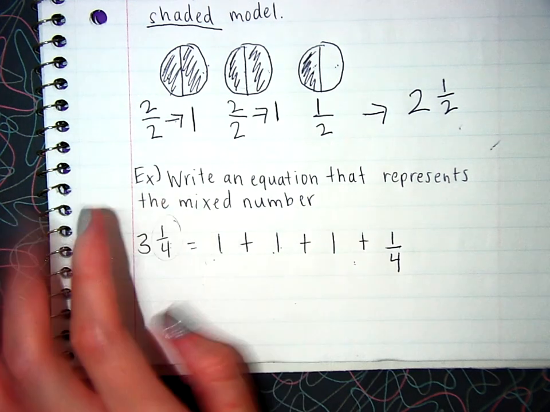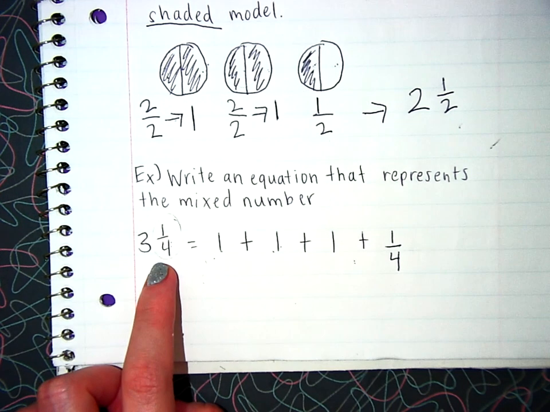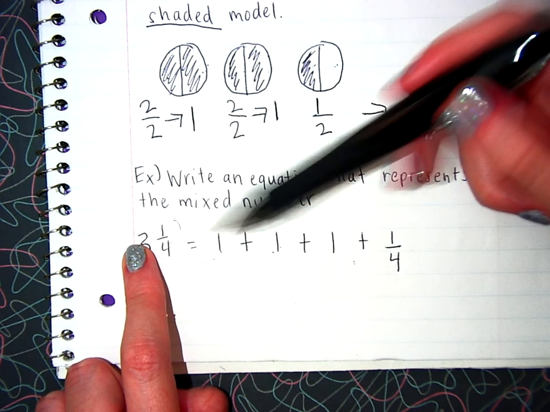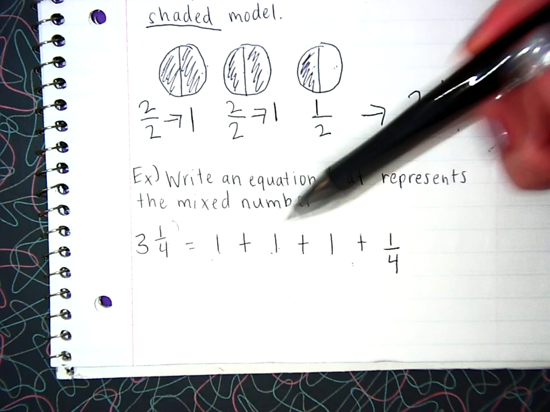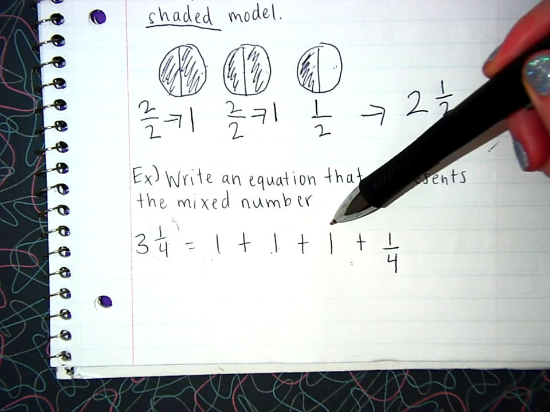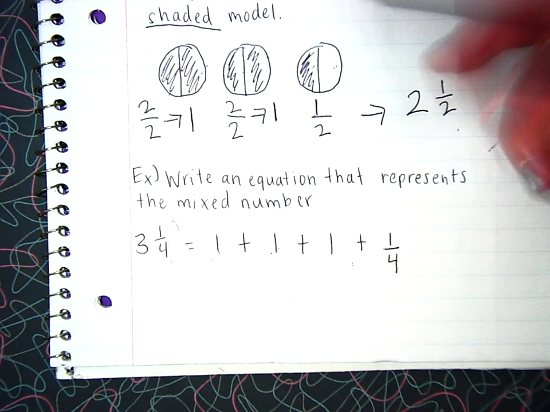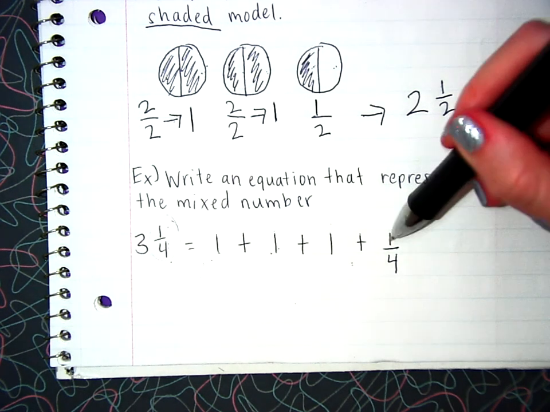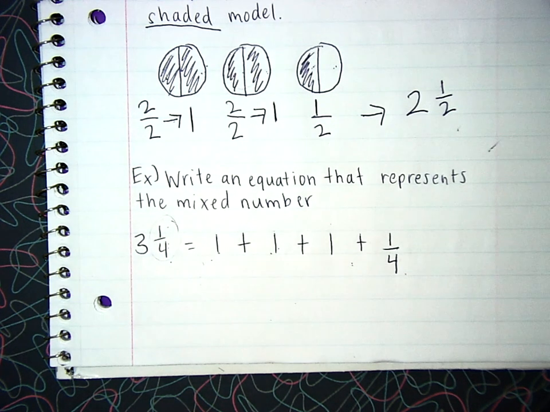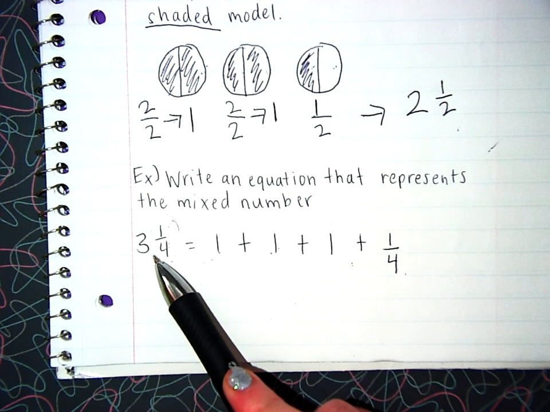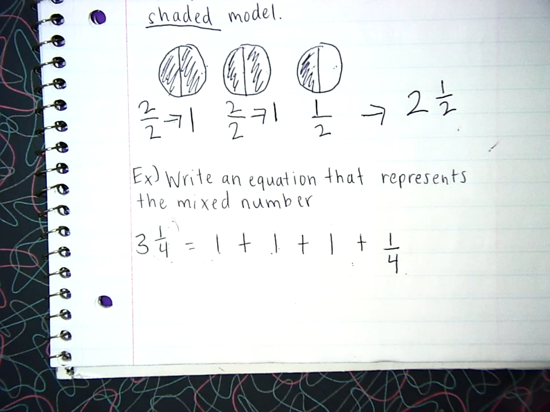So then this equation represents that mixed number because the 3 is the whole number. So here's 1, 2, 3. Now the 1/4 is the fraction part. And that's why I added the 1/4. And that will give you the mixed number of 3 and 1/4.